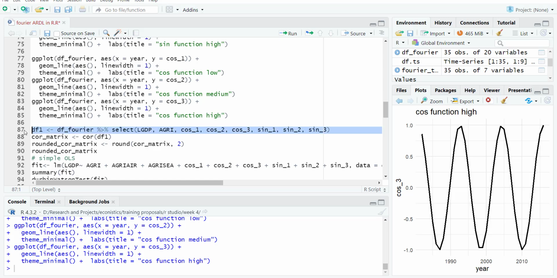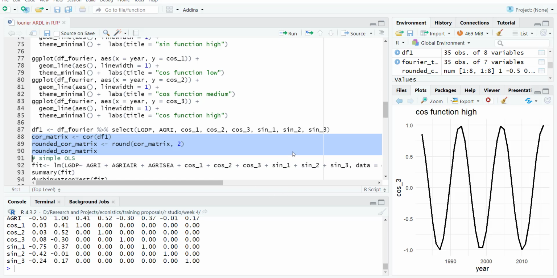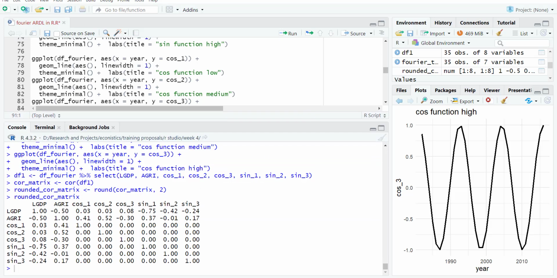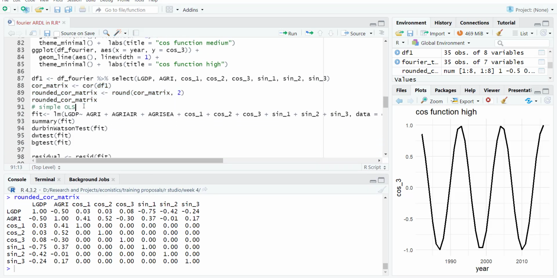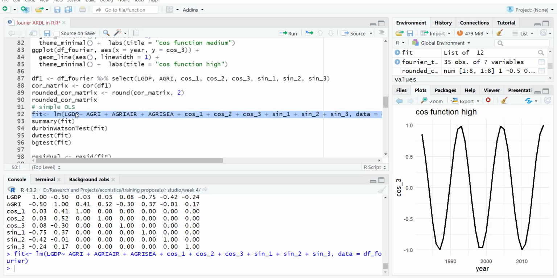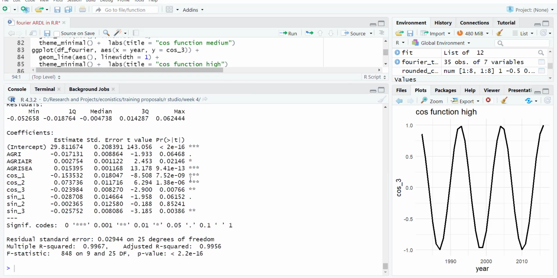So I will have a look at the correlations. This is the correlation table. You can see the GDP is highly correlated with sine 1. There is a negative correlation, and then it does not have a strong correlation with the cosine functions. Okay, so if I have GDP as dependent, then at least sine 1 should be there. Then I will run a simple OLS with these variables. If you have a look at these variables, you can see all three cosines are significant and two of the sine functions are significant, and all other variables are also significant.